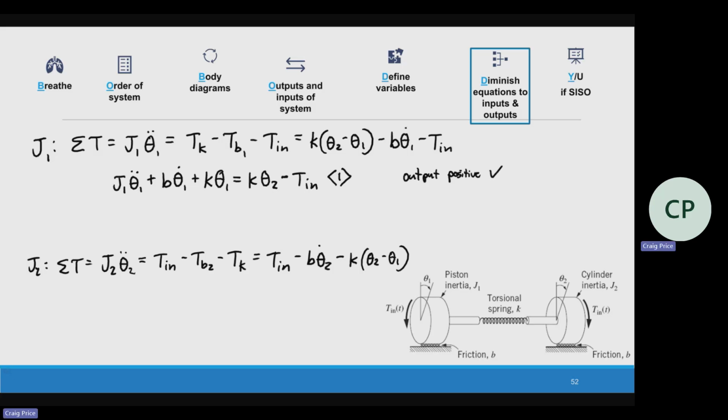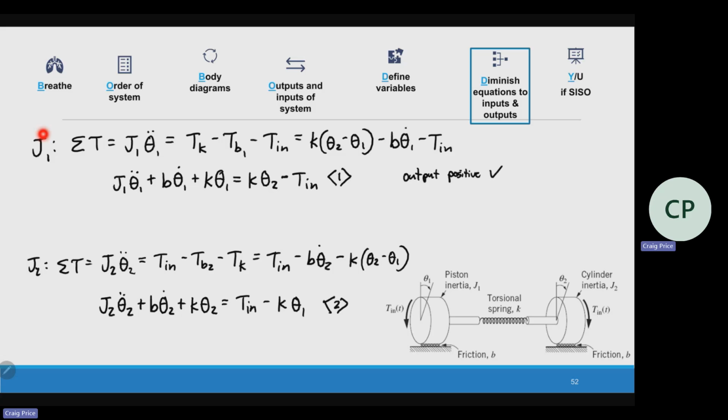And same thing as before, we can move all the theta 2's to the other side. It is negative here and negative here, so that means it's going to be positive when I bring it over and add it. And that is our second equation.